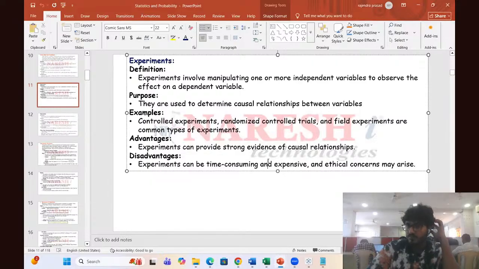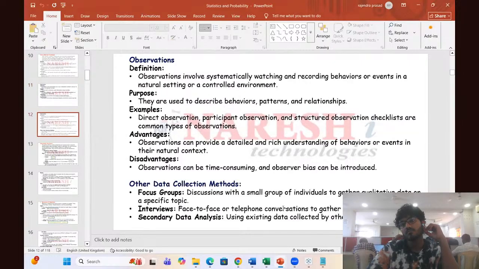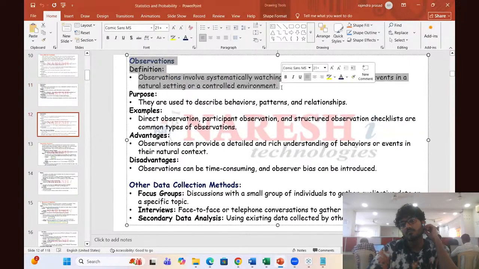But usually we do experimental data only because we need proof. We cannot go by blind decisions. So this is about collecting data using experiments. The next type is observation. You have to observe. From the observation, you'll get the data. I'll give you the best example.